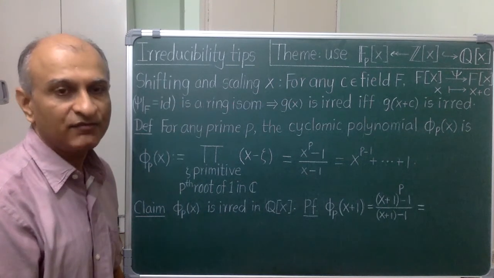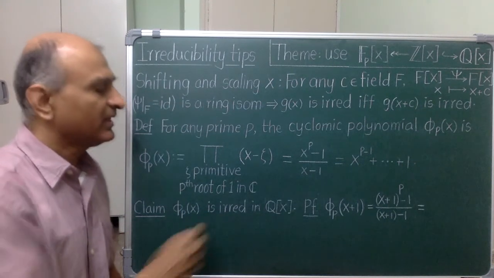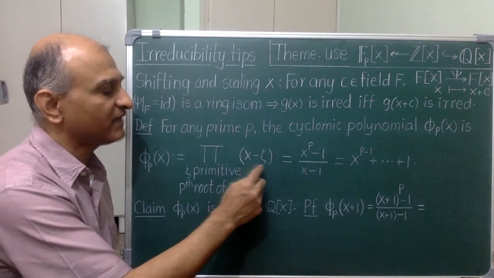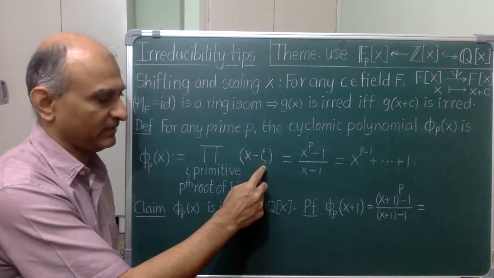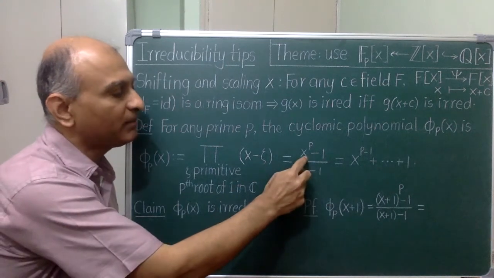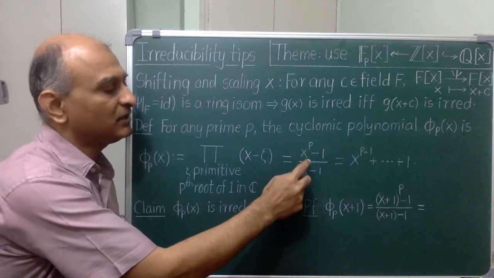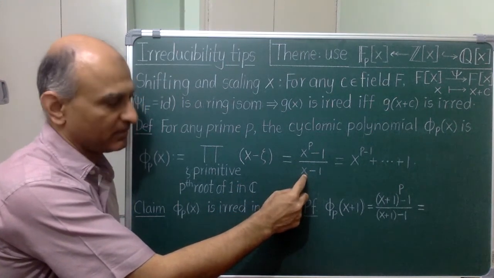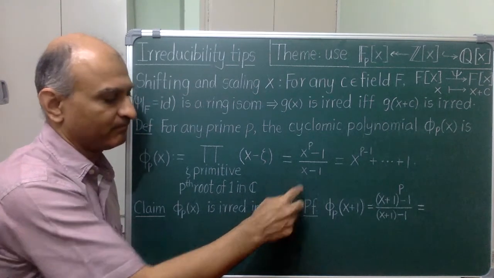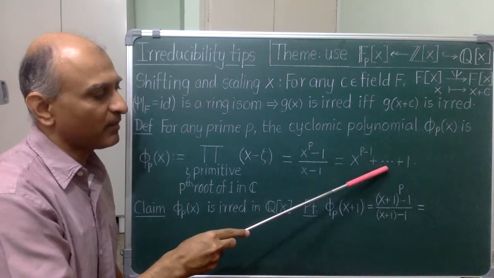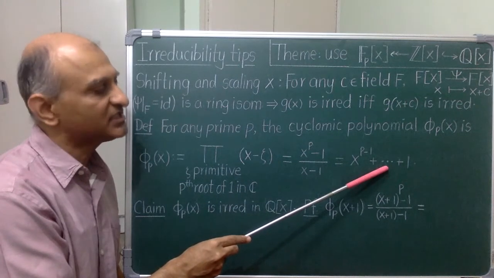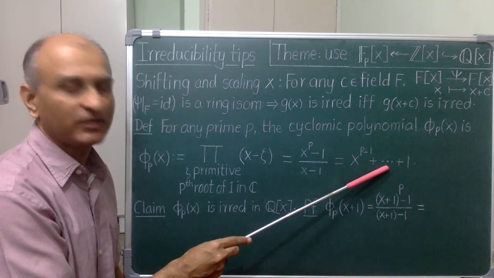In its factored form over complex numbers, it is the product of x minus every primitive pth root of unity. That means I take all pth roots of unity and throw away the only one that is not primitive because p is a prime, and I get this integer polynomial. I claim that this polynomial is irreducible over Q.